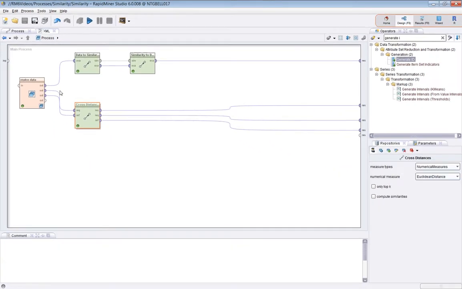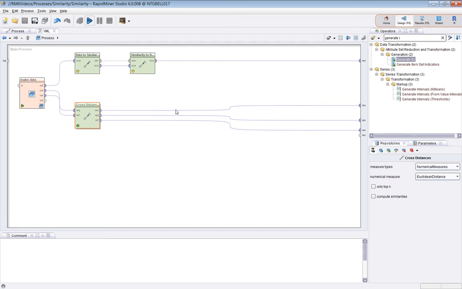So let's just sum up then what we've done. What we've shown in this video is we've had some simple data. We've used data to similarity to see how similar the examples are to one another in the single example set. There's an object there called the similarity measure object, which shows furthest points rather than nearest. So converting that back to an example set is perhaps one way to get around that, which is what the similarity data operator does. And this cross distances operator essentially lets you compare two example sets to see how they relate to one another.